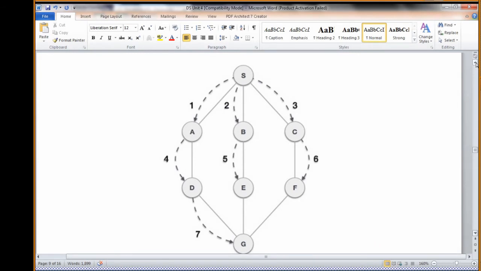So BFS gives S, A, B, C, D, E, F, G. In case of DFS, it is S, A, D, G, E, B, F, C. So please note down these two. These two are very important algorithms, traversing methods.